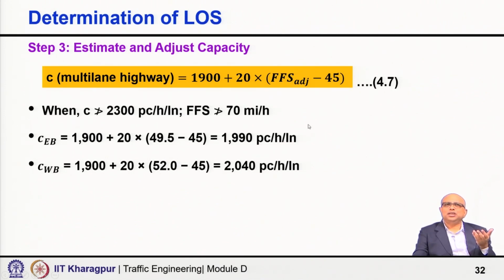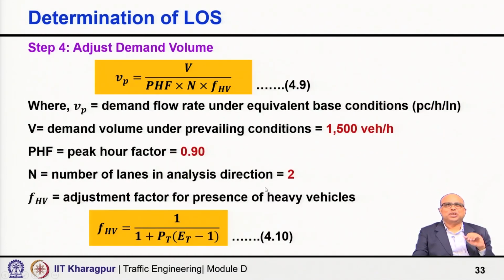So, you calculated capacity. What we got is 1990 passenger cars per hour per lane for eastbound, and for westbound it is 2040 passenger cars per hour per lane. So, the capacities are calculated.